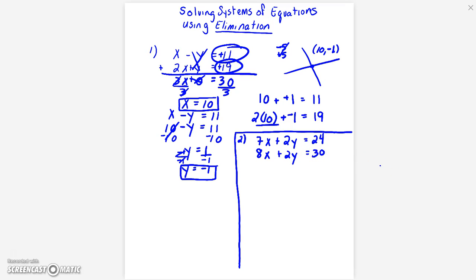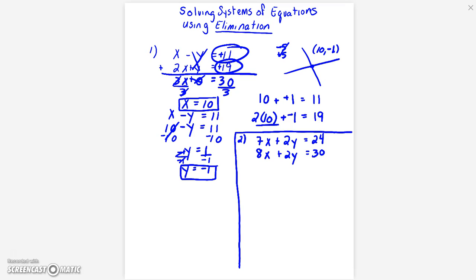Now the first one was really easy because all we did was add them together and our y's were eliminated. But in this one, if I added them together, my y's would not be eliminated, because 7 plus 8 would be 15 x's and 2 plus 2 would be 4 y's, in which case I can't solve the equation if I have 2 unknowns. You can only solve an equation if you have 1 unknown. So how can I cancel out my y's?